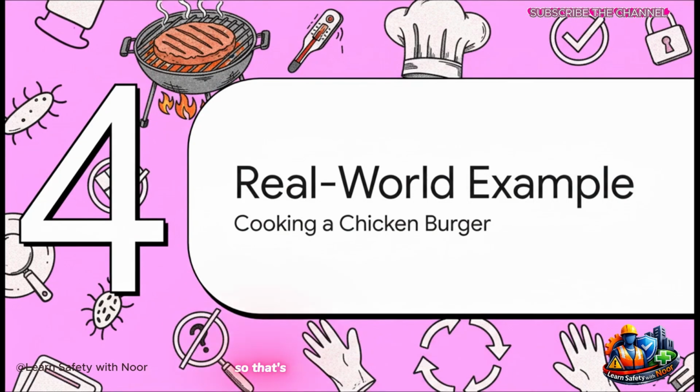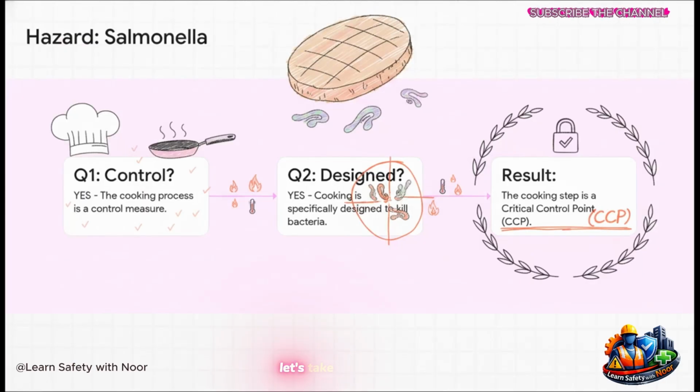Okay, so that's all the theory. But let's make this real. Let's walk through a super common example and see how the decision tree actually works in practice. Let's take a raw chicken burger. The big hazard we're all thinking about is, of course, salmonella. So let's run it through the tree.